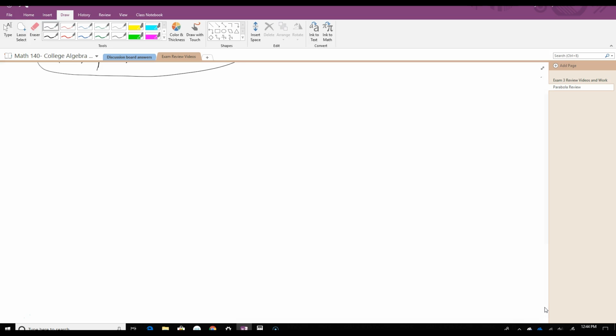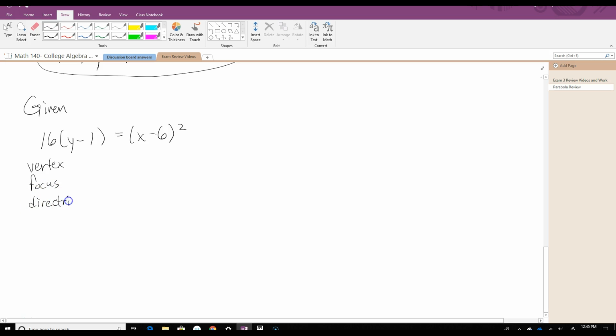So let's say, for example, that I'm given 16 times (y minus 1) equals (x minus 6) squared. Okay? And it asks us for things like the vertex, the focus, the directrix, the focal diameter. Okay? So we're asked for all these things, and the axis of symmetry.